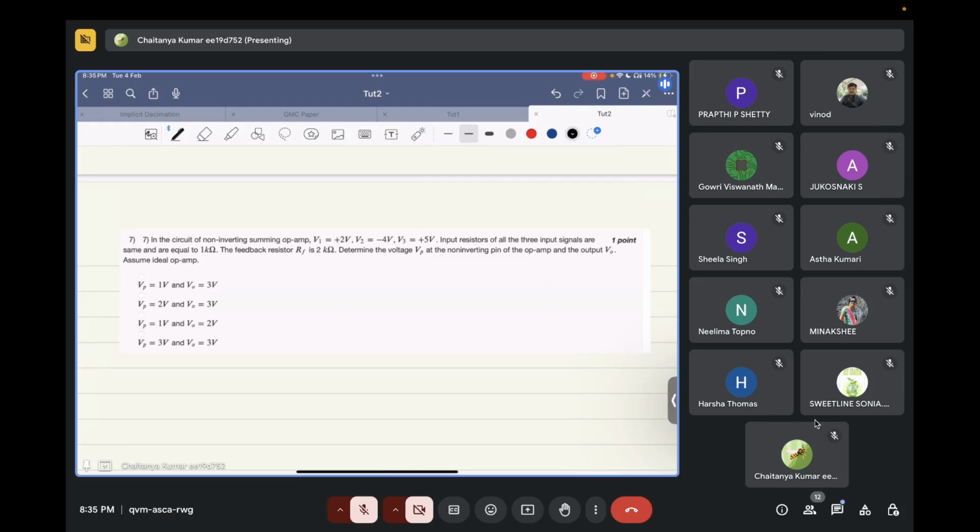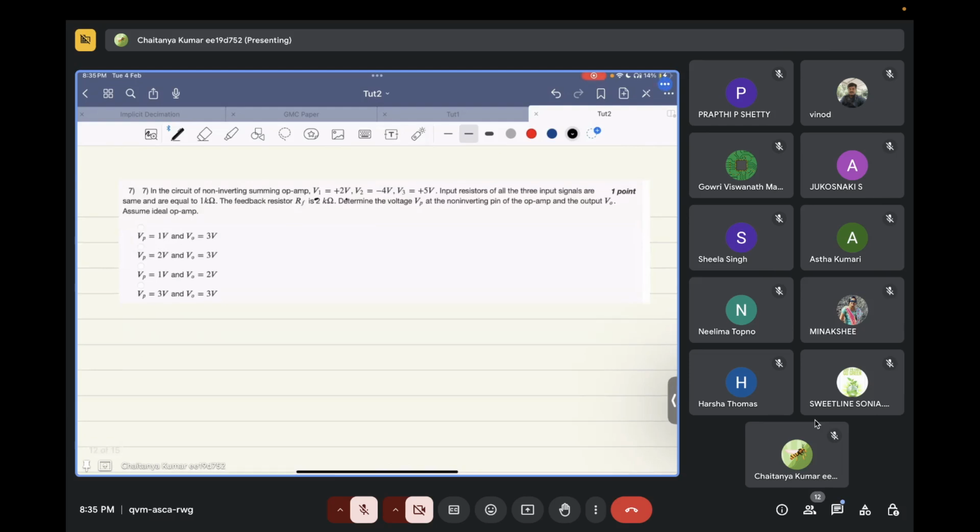So, a circuit of a non-inverting summing op-amp has V1 equal to plus 2 volt, V2 equal to minus 4 volt, V3 equal to plus 5 volt. Okay, so basically three things are being summed. Can you help me write the circuit of a summing op-amp? And it's non-inverting, right? So input will be on which terminal, plus or minus? Plus. Okay. And the feedback will be on which terminal? Minus. So let's say there is some feedback over here.